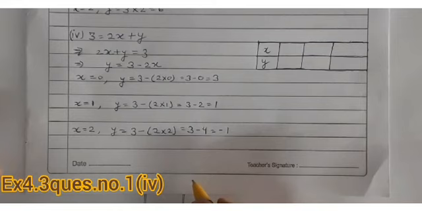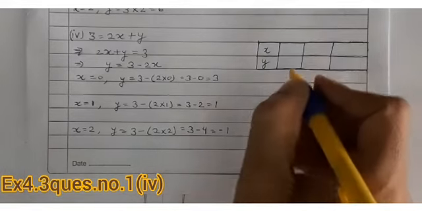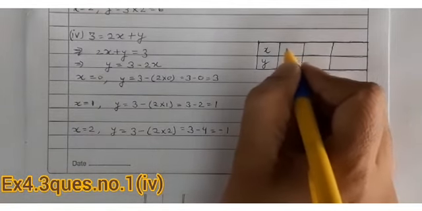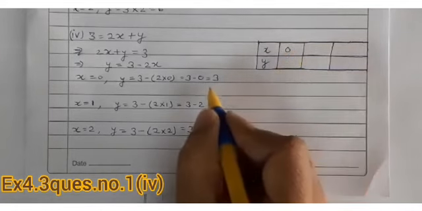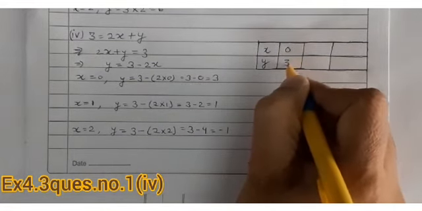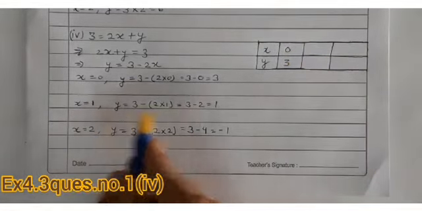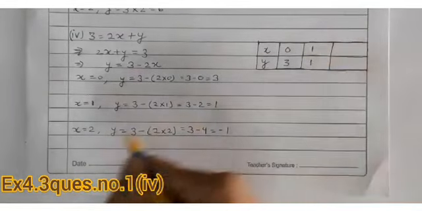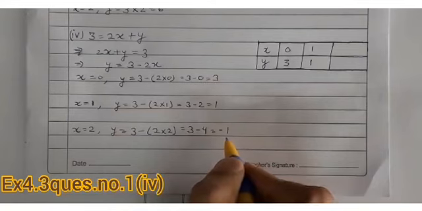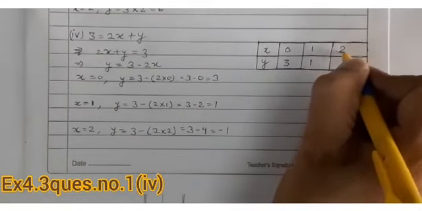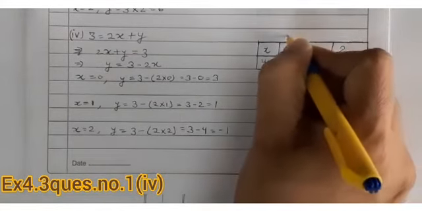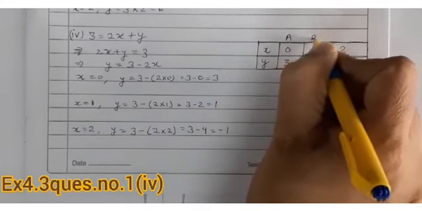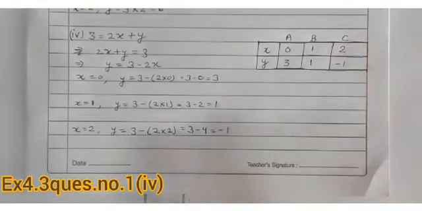Now come on, for the coordinates. What will the coordinates be? See, x is 0 and y is 3. x is 1, y is 1, so 1 comma 1. x is 2, y is minus 1. This is A, B and C.